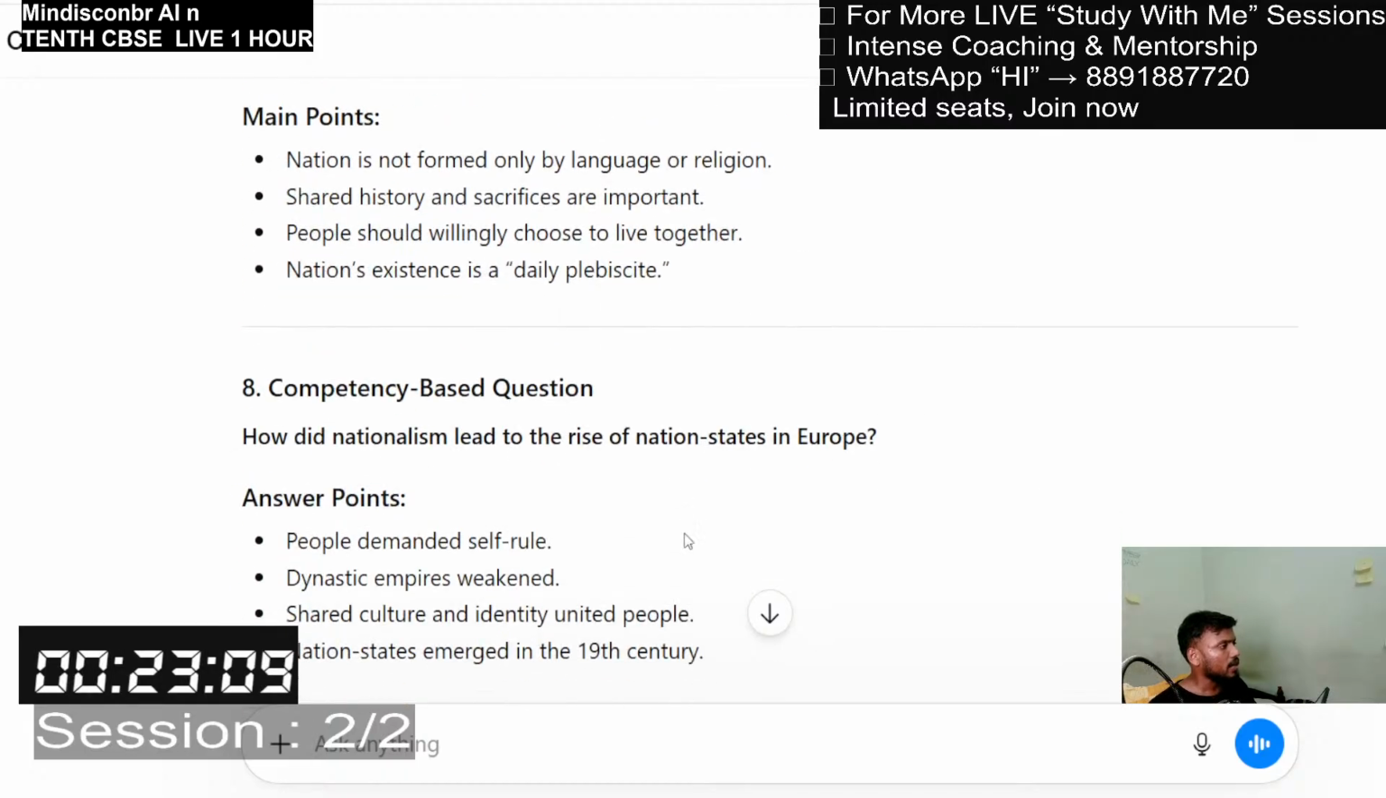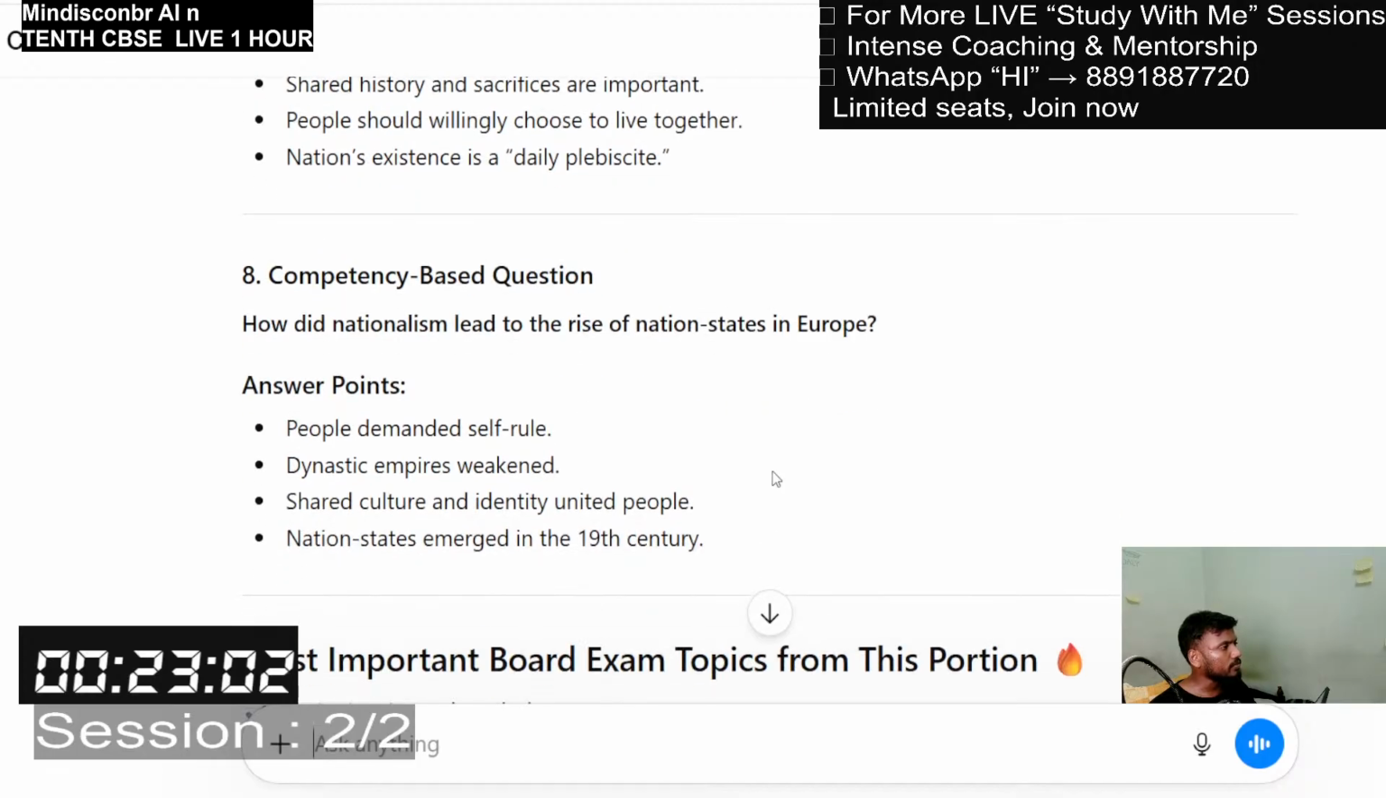How did nationalism lead to the rise of nation states in Europe? Nationalism led to the rise of nation states in Europe. People demanded self-rule, dynastic empires weakened, and shared culture and identity united people. Nation states emerged in the 19th century.